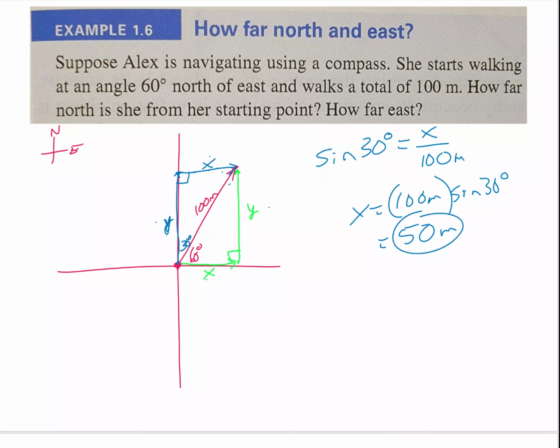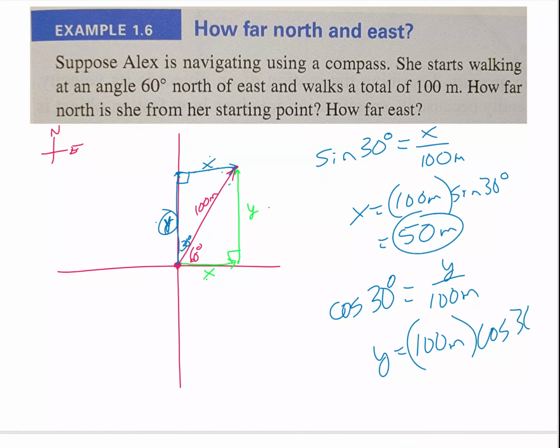All right. Now we're going to solve for y. What are we going to do? y would be cosine. So we're using this y right here, and we're going to call that the adjacent. So that would be cosine 30 degrees equals y over 100 meters. Solve by multiplying both sides by 100, and you get y equals 100 meters cosine 30 degrees. What do we get?